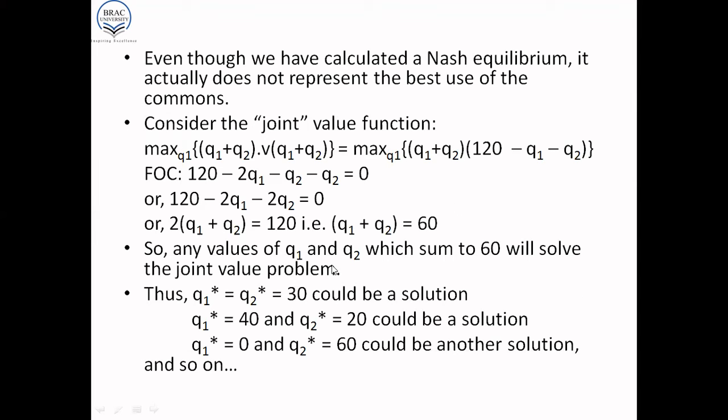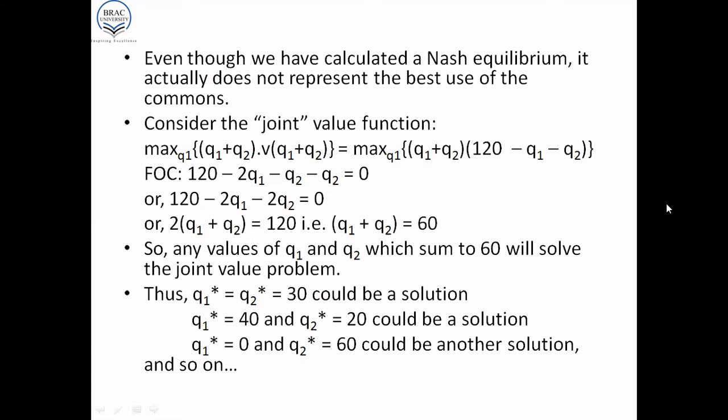We are unable to obtain a single value for Q1 or Q2, okay? So in the solution, any values of Q1 and Q2 which sum up to 60 will solve the joint value problem. So if Q1 star is equal to Q2 star is equal to 30, that could be a solution. Or Q1 star could be 40 and Q2 star could be 20, that could be another solution. Or Q1 star could be 0 and Q2 star could be 60, that could be another solution. Any situation where Q1 plus Q2 is 60 would be a solution of this problem.